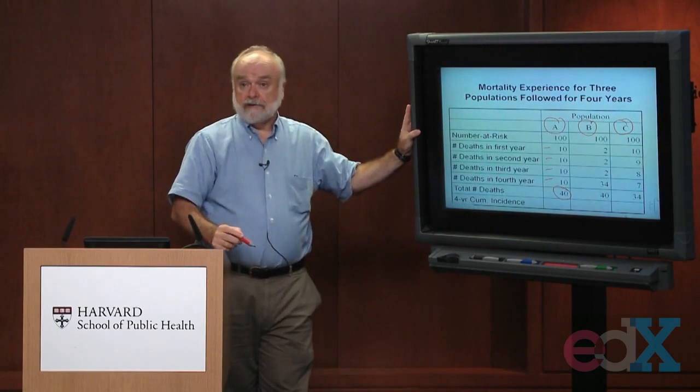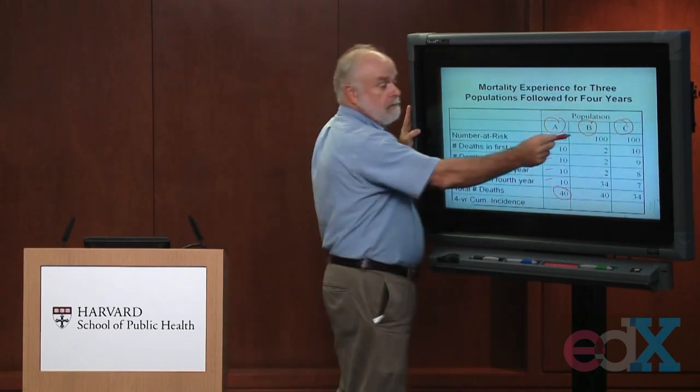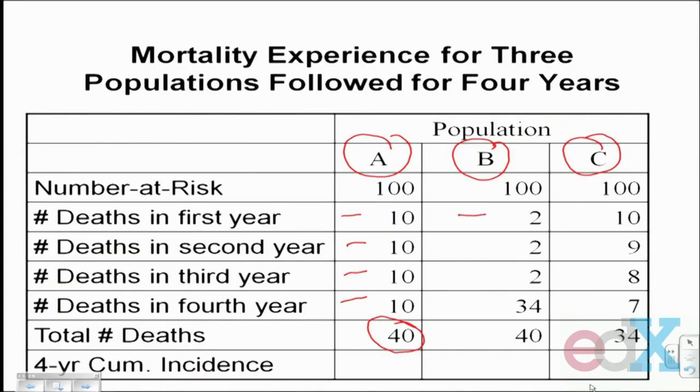In the second population, different 100 people, only 2 people die in the first year. Only 2 people die in the second year. Only 2 in the third year. But then 34 people die during the fourth year. And finally, in the last population, population C, 10 people die in the first year, 9 in the second, 8 in the third, and 7 in the fourth.